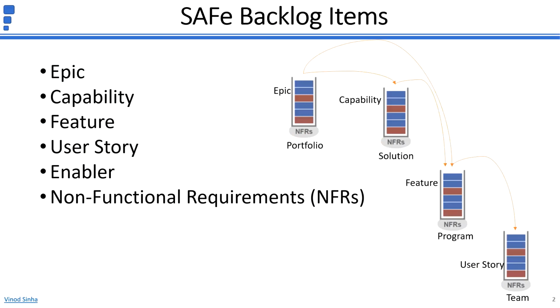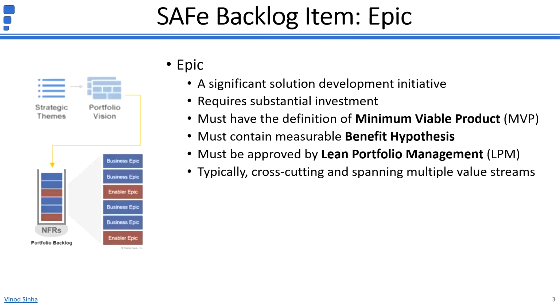Now, large solution means implementing world's largest and complex applications, network or cyberspace system. Example can be implementing 5G network nationwide. Now, an epic is a significant solution requiring substantial investment. It must have minimum viable product features and benefit hypothesis outlined.